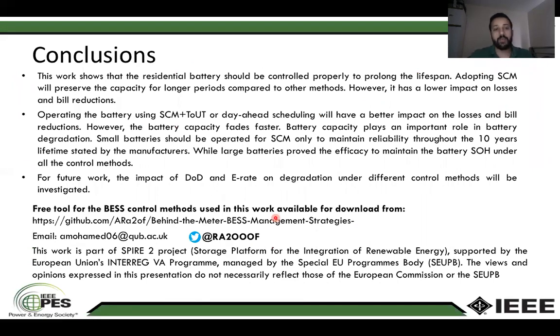For the conclusion, this work shows that residential batteries should be controlled properly to prolong the lifespan. Adopting self-consumption maximization will preserve the capacity for longer periods, and hence it's advised for small capacity batteries to be operated using this method. However, for larger capacities, optimizing the time of use tariff will lead to higher profits, and hence it's preferable to be used. It will also impact the degradation, however, as the large capacities are much better with respect to degradation, this issue can be mitigated.